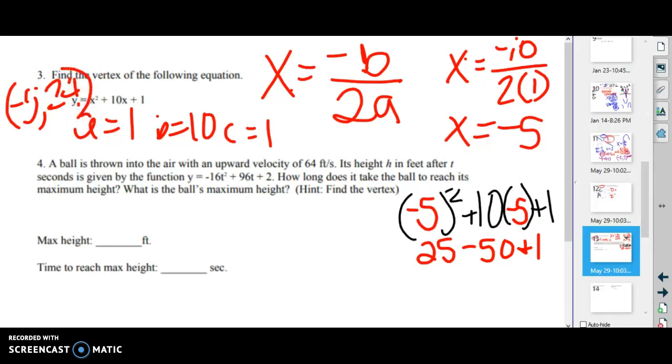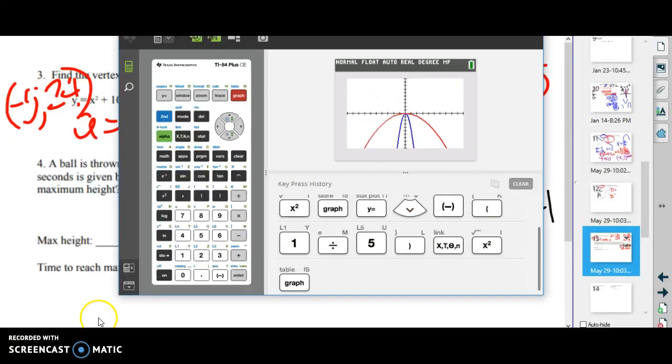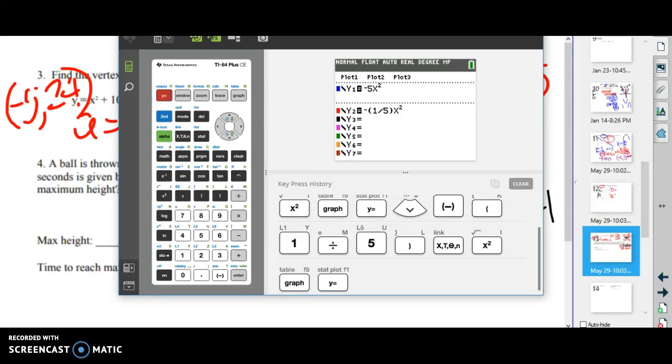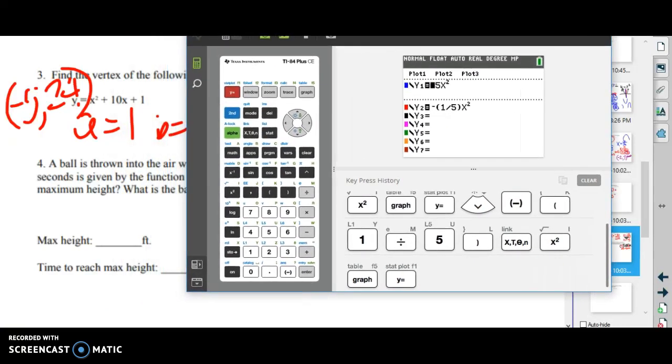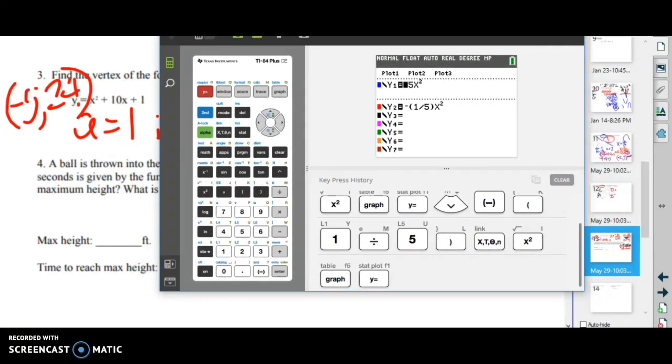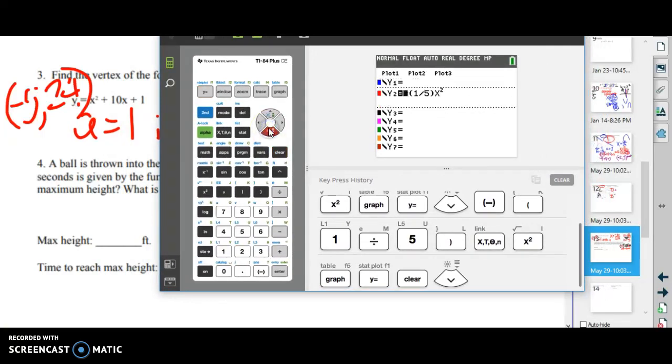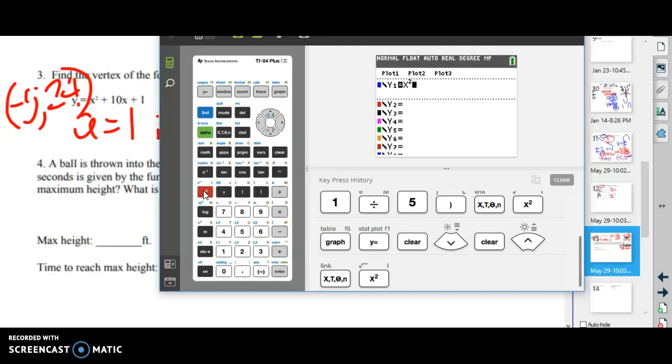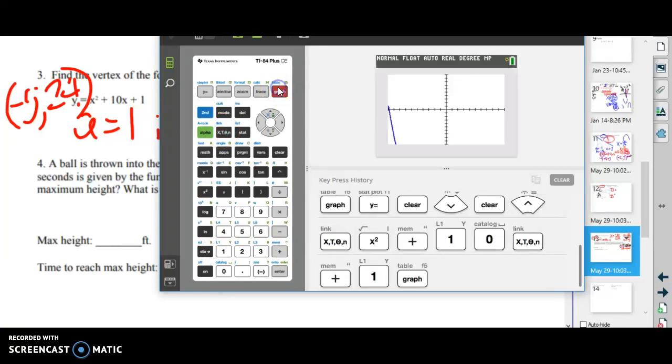If I want to graph that, I totally can. So I'm going to pull up my graphing calculator. Y equals, I'm going to move my graphing calculator over so I can see. Clear, go down, clear. All right, so when I type this in, I'm going to have x squared plus 10x plus 1. Okay, I go in and I graph it. Oh no, that doesn't work. So I know that it's going to be down here.